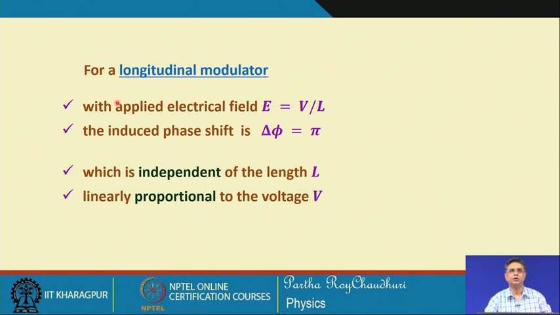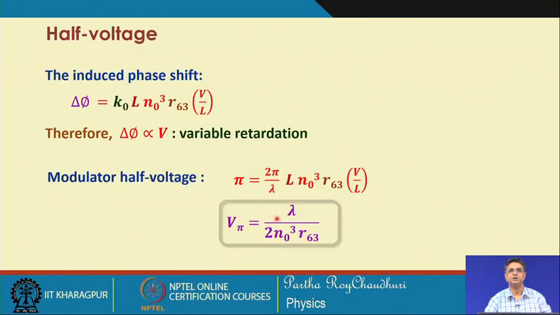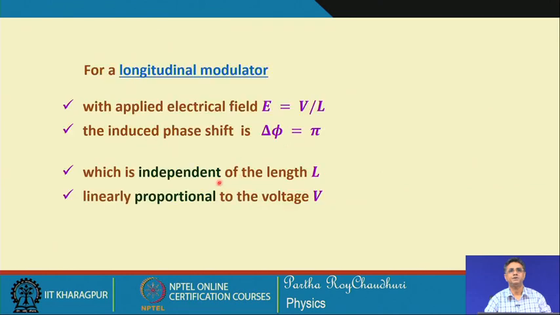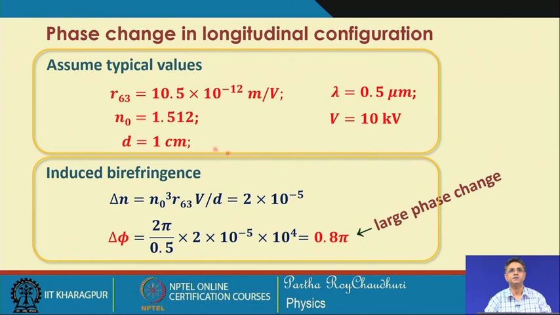So, for a longitudinal modulation, we see that the applied electric field E equals V by L, and the induced phase shift del phi equals pi, and you can see that the induced phase shift is independent of the length of the modulator crystal, but it depends on the applied voltage. So, phase shift is proportional to V, but it does not depend on the length of the crystal.